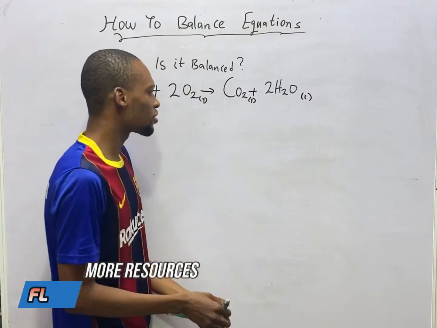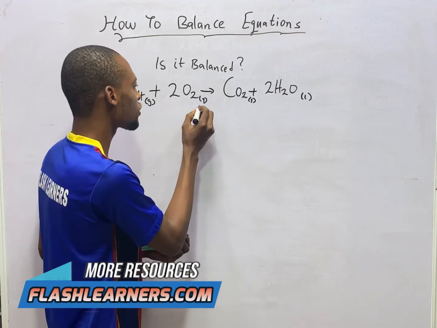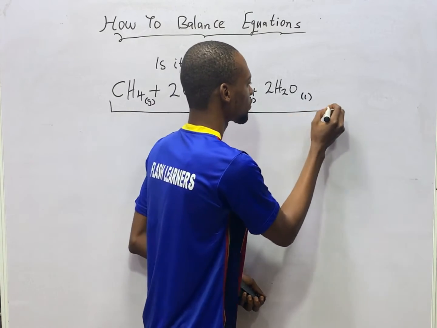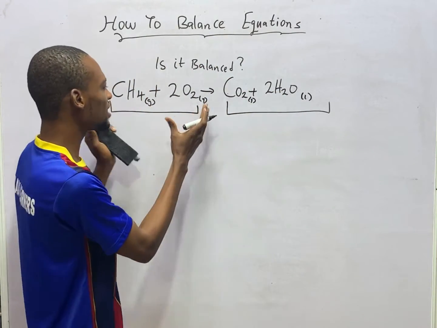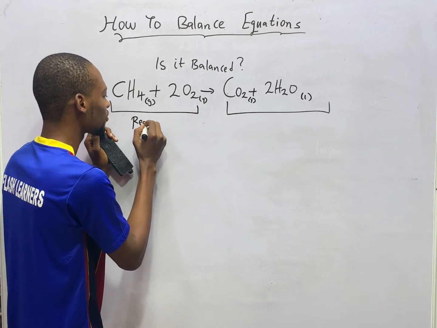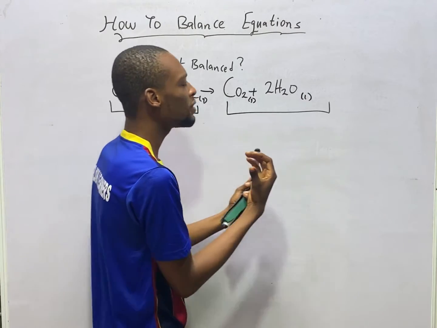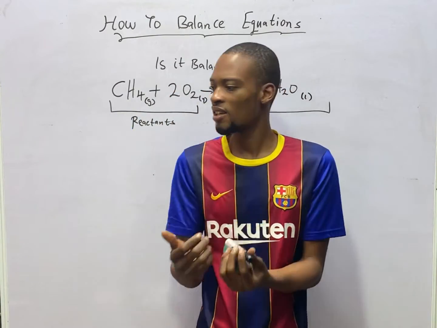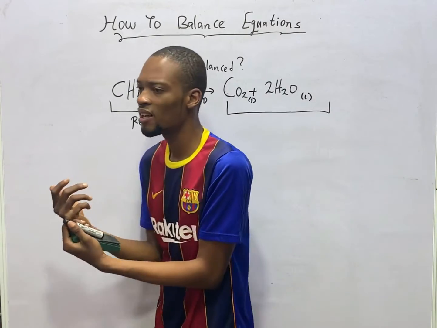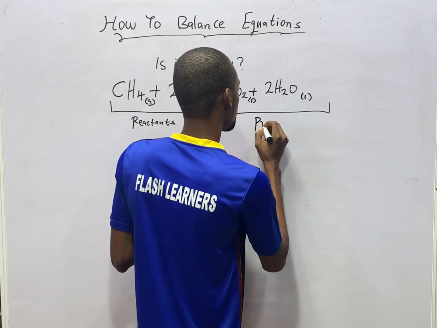Looking at these equations, what should you know? You look at the first part, you look at the second part. This part is referred to as the reactant, because for there to be a product, there must be reactants. Reactants are elements or compounds that combine, and the result of the combination is what we refer to as the product.